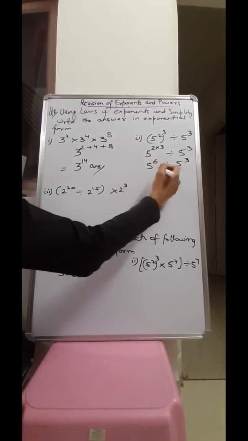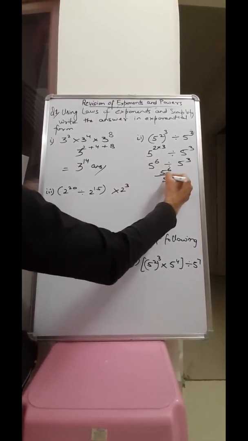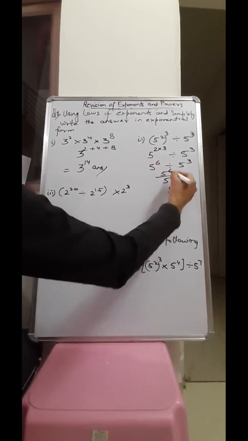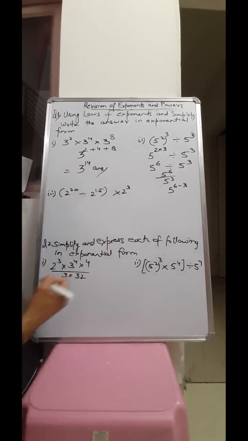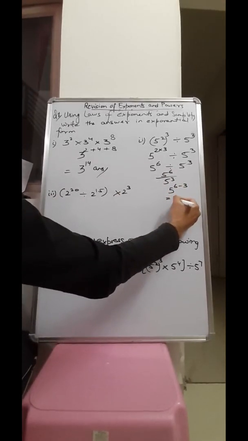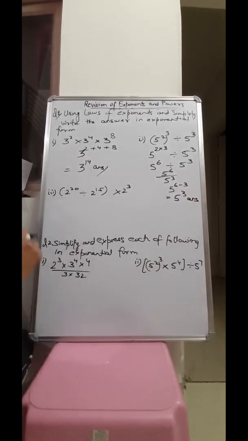So this means 5 raised to power 6 upon 5 raised to power 3. In division, the base is the same, and the powers get subtracted. When the powers are subtracted, the exponent will be 3. So the answer will come as 5 raised to power 3.